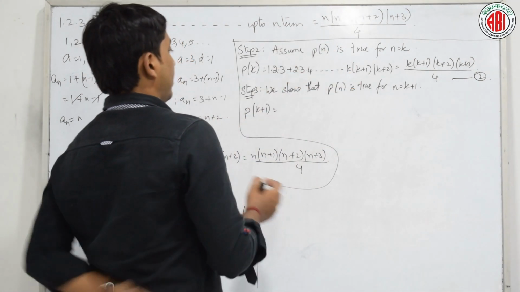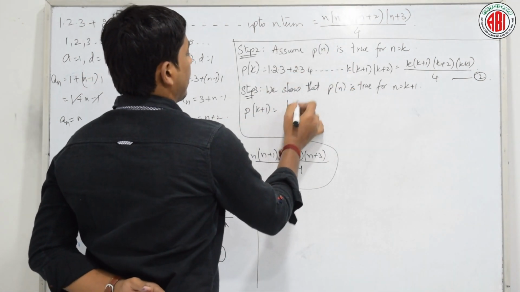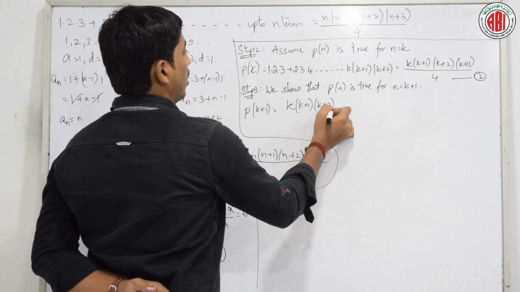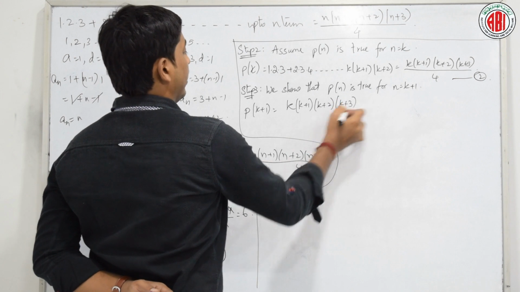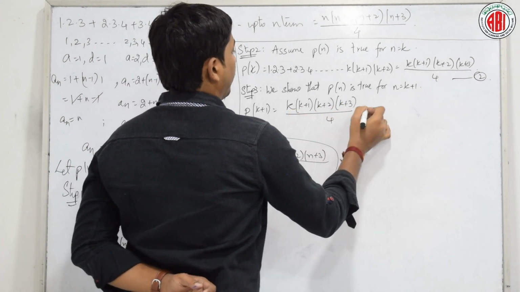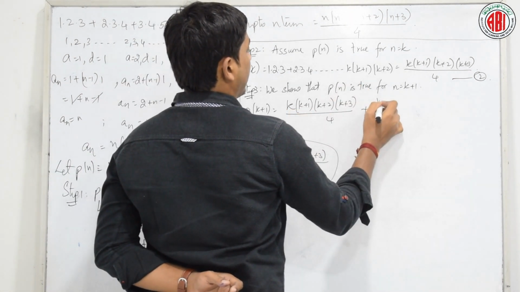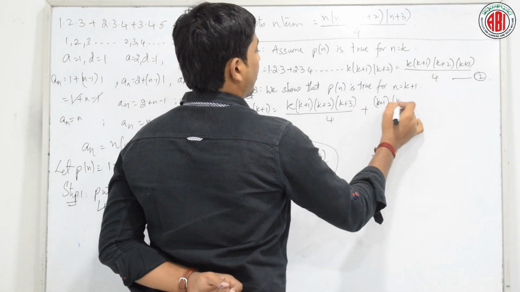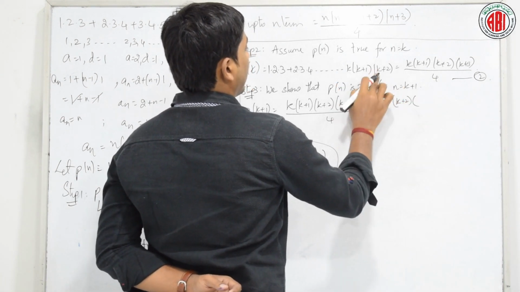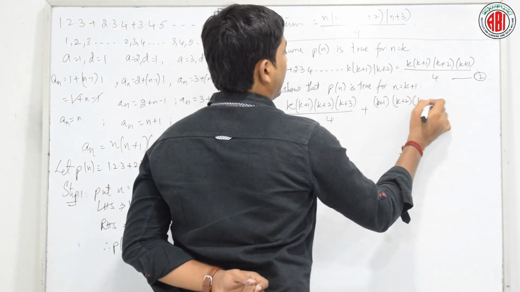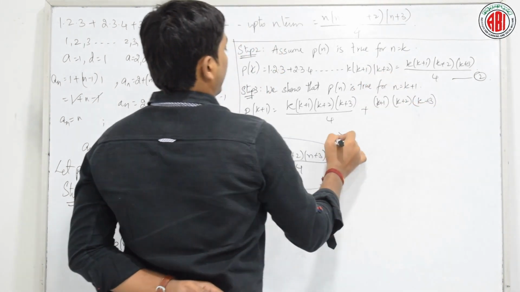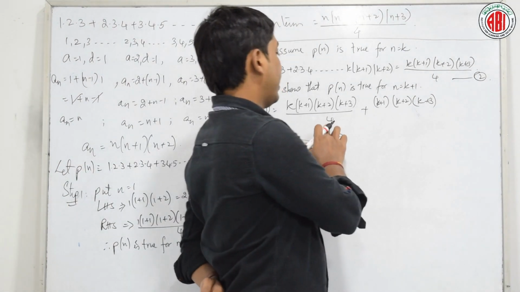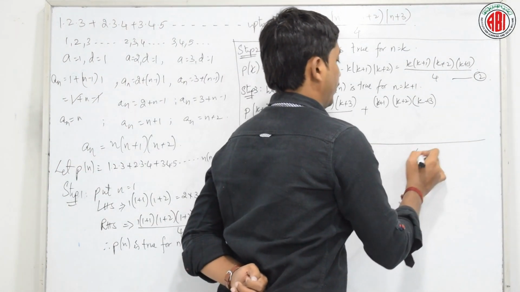See here, that is k into k plus 1 into k plus 2 into k plus 3 divided by 4 plus, instead of k I have to substitute k plus 1. Here also k plus 1 plus 1, that will be k plus 2. Here k plus 1 plus 2, that will be k plus 3. Is it right? Is it clear? Fine. Now let us take 4 as LCM.